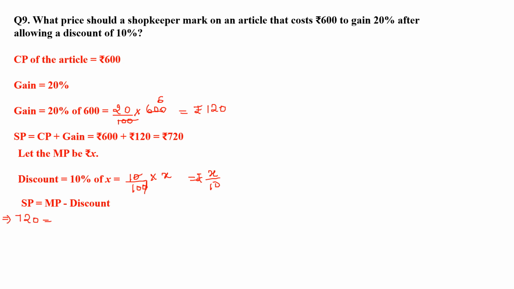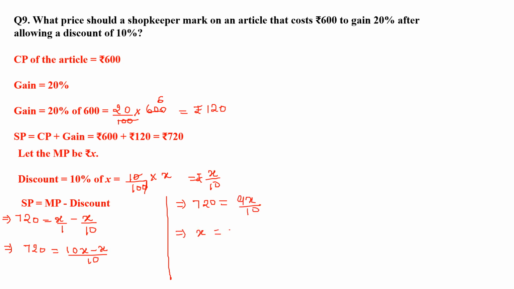So using that only I am going to calculate the mark price. So 720 rupees equal to X minus X by 10. Right? Discount just now we calculated it is X by 10. Now you have to take LCM. So it will be 720 equal to (10X minus X) by 10, which will give 9X by 10. Now let's transpose everything. So it will be 720 into 10 divided by 9 and reduce it. So it is 80. So you will get it here as 800 rupees. So the marked price of the article is 800 rupees.